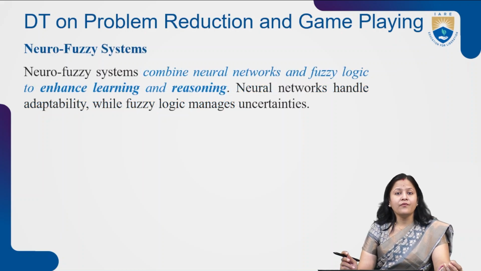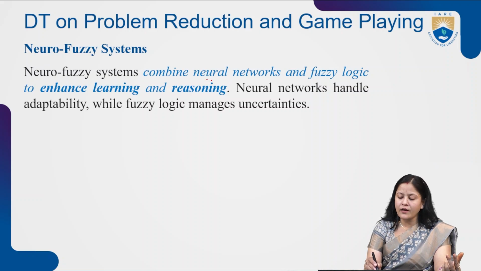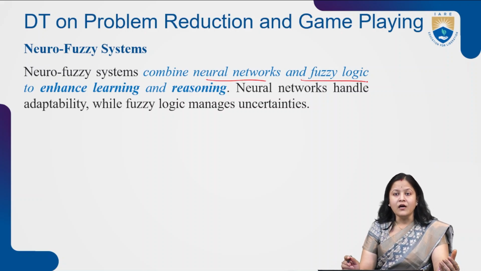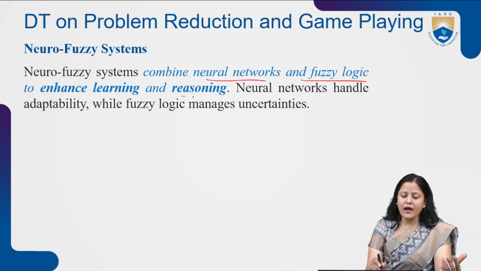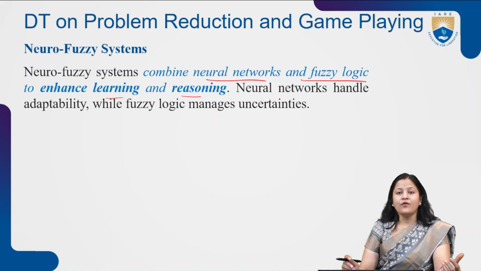Next one is the neuro-fuzzy systems. Neuro-fuzzy systems combine two technologies. One is the neural network, another one is the fuzzy logic, to enhance the learning and reasoning. Neural networks handle the adaptability while fuzzy logic manages the uncertainty. As I discussed, fuzzy logic or fuzzy system can handle the uncertain situation. Then what is the need of neural network? That is why the terminology is called neuro-fuzzy system.